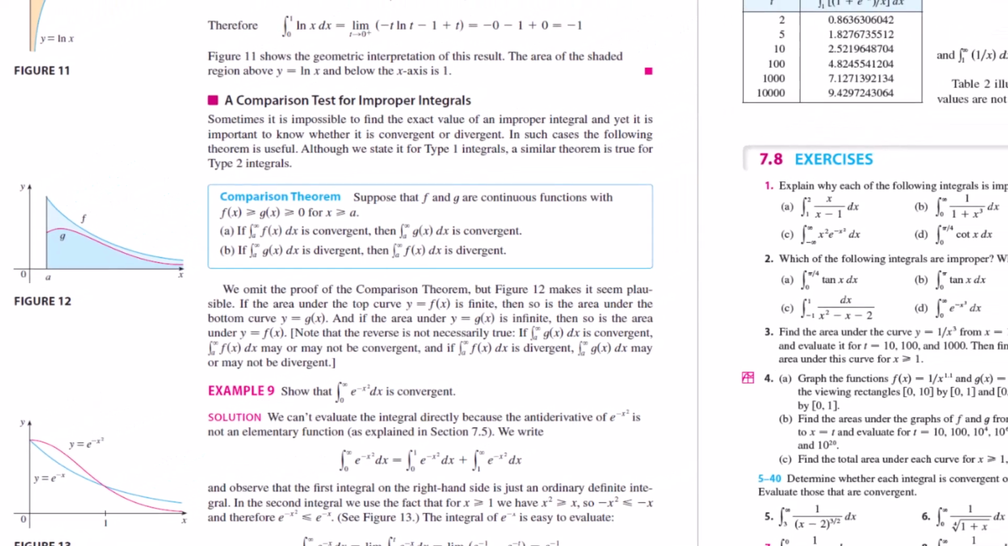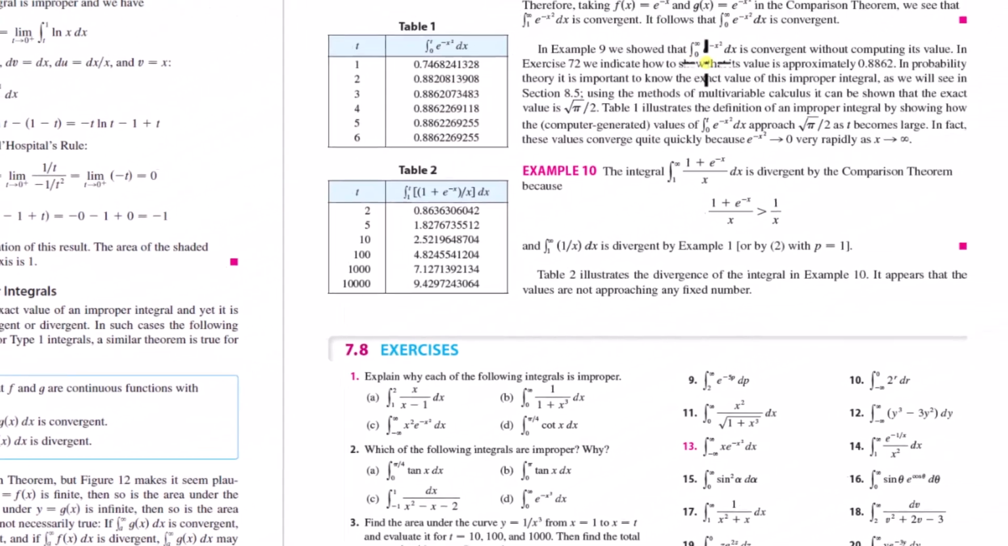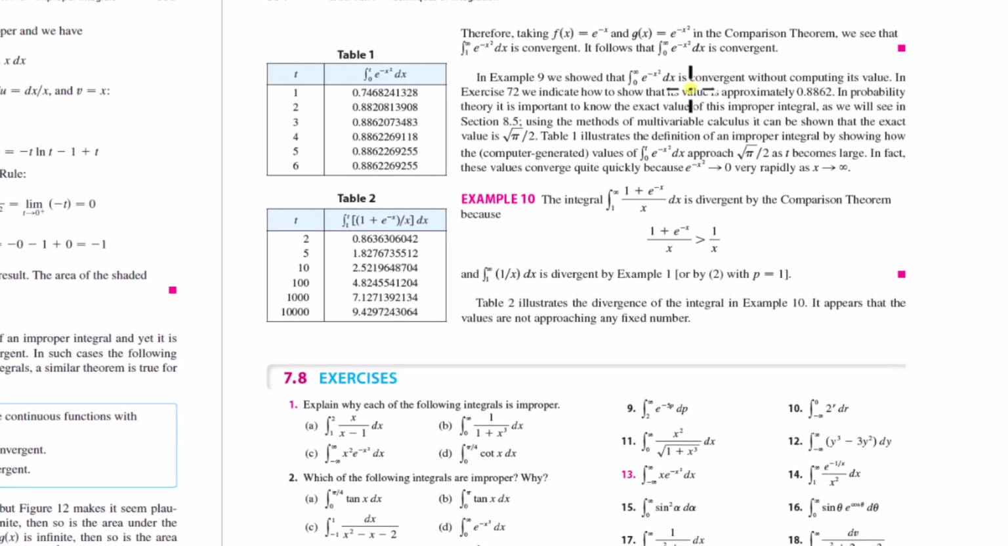Okay, so we just showed that the integral from 0 to infinity of e to the minus x squared dx is convergent without computing its value. In exercise 72, we indicate how to show that its value is approximately 0.8862. And you can see they plug in some t's here. And as t increases, it looks to be approaching something, because that's the idea. As t goes to infinity, the fact that it's convergent means the integral equals something. It equals a number. That's what it means to be convergent.